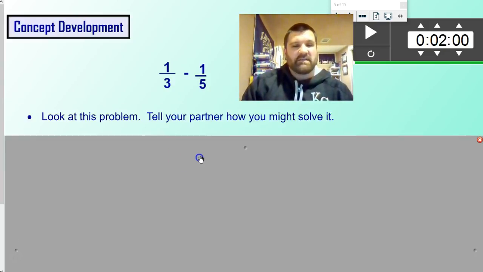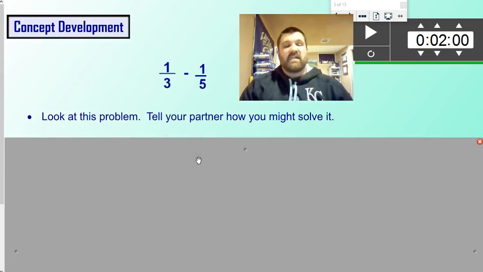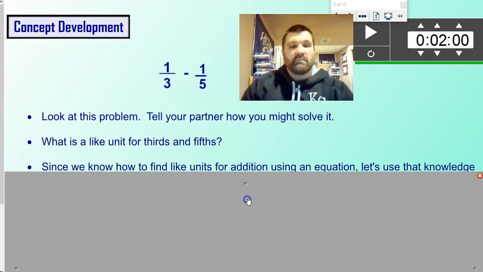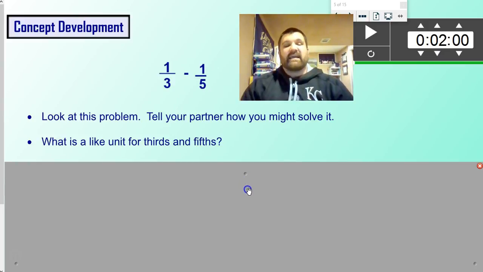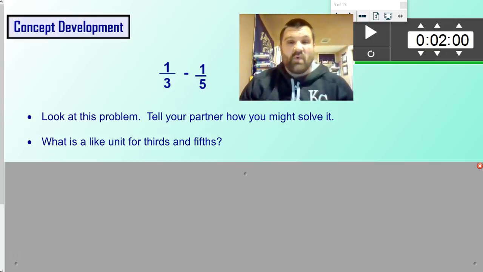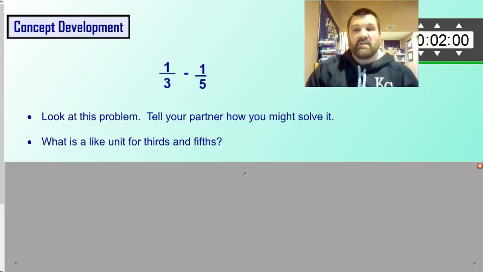Alright, let's keep going. So let's look at this. You don't really have a partner, but I want you to think to yourself, what's one way that you could go about solving this? Okay, let's keep going. What is a like unit for thirds and fifths? So we're thinking about one way that we could have solved it. So we're going to think about what a like unit is.